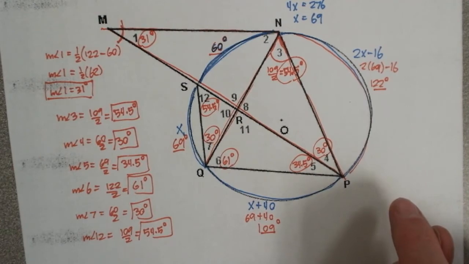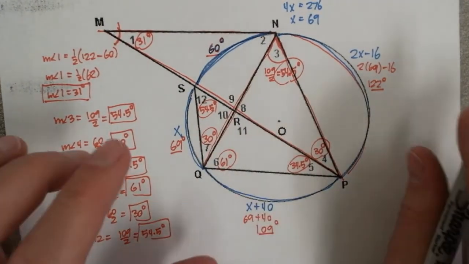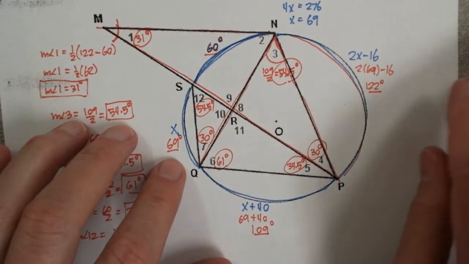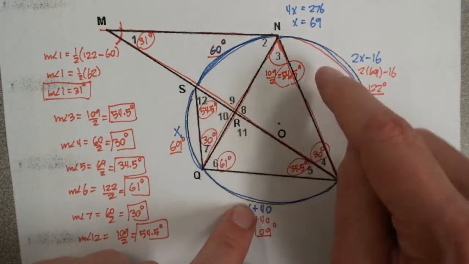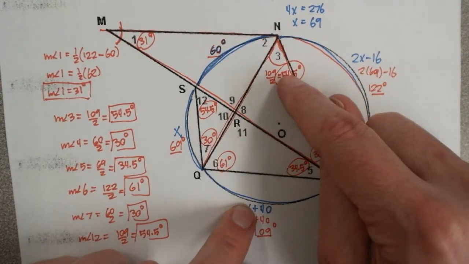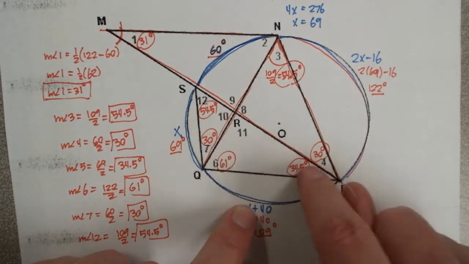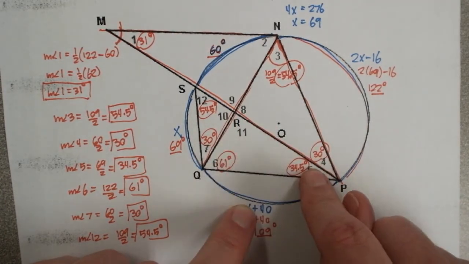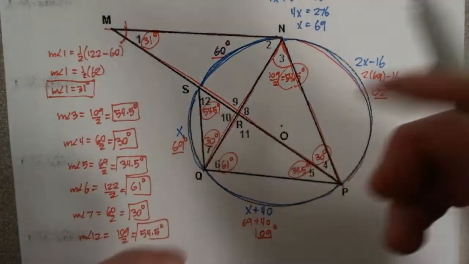So we got pretty much everything but angle 2 and the interior angles. There's a couple different ways you can get the interior angles. You can cheat. It's not really cheating. You can use triangles to get those. If you add the 30 and the 54.5 and subtract from 180, you can get angle 8. You can do these with the 61 and 34.5 to get angle 11. Or you can use the arc plus arc formula.